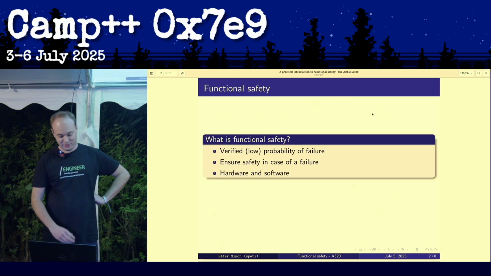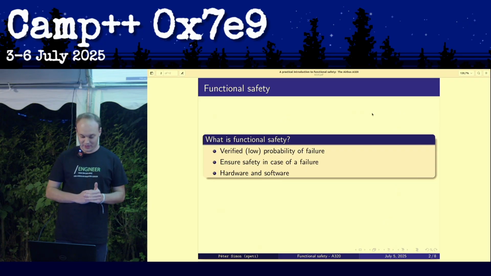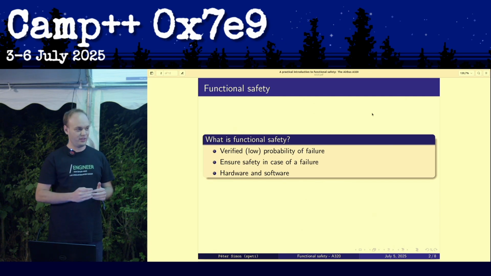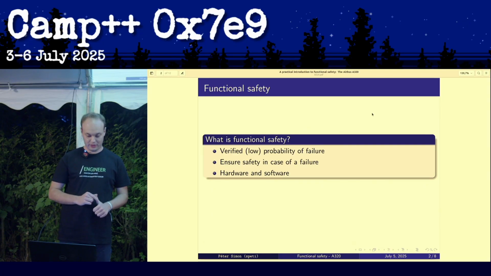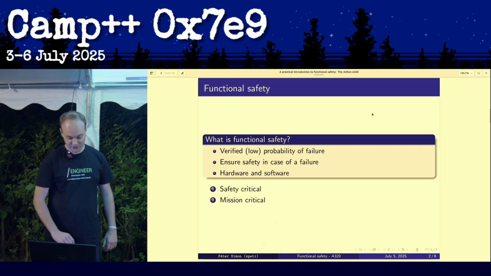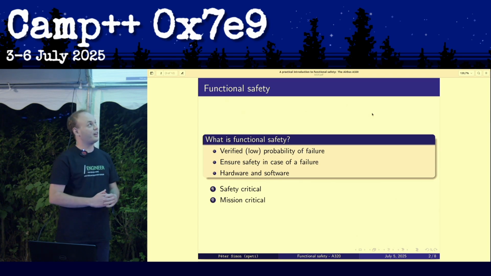So first, let's start with what functional safety itself is. This is basically a way to ensure that a certain system, an electronic or electrical system, has a predictable probability of failure. It is also designed to fail in a safe way if it fails. And this applies to both hardware and software. It has two main categories: safety critical systems and mission critical systems.